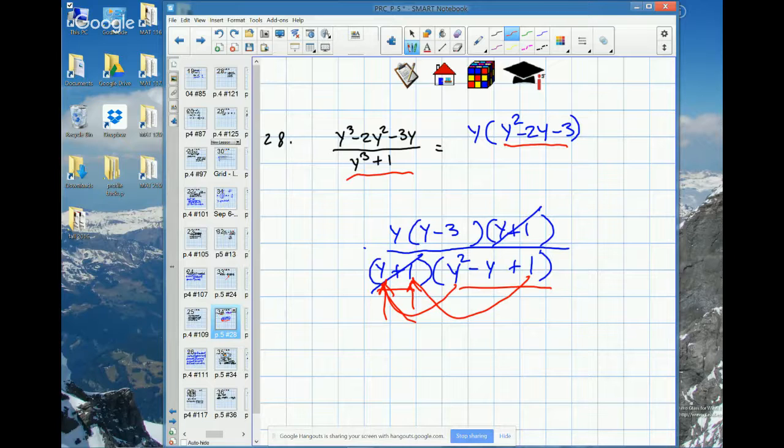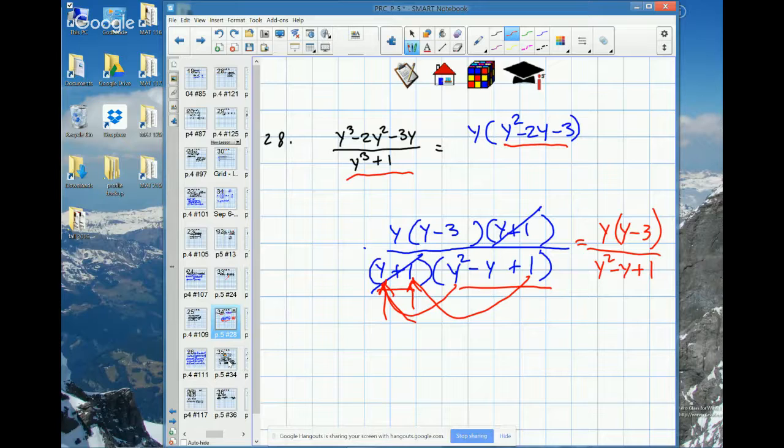Again, leave your answer in factored form. So your final answer, I would really want you to leave like this. I mean, that's a good answer. Don't multiply that out. It's not wrong if you multiply it out, but I take a chance at another mistake. That's 28. Let's jump up to 34.